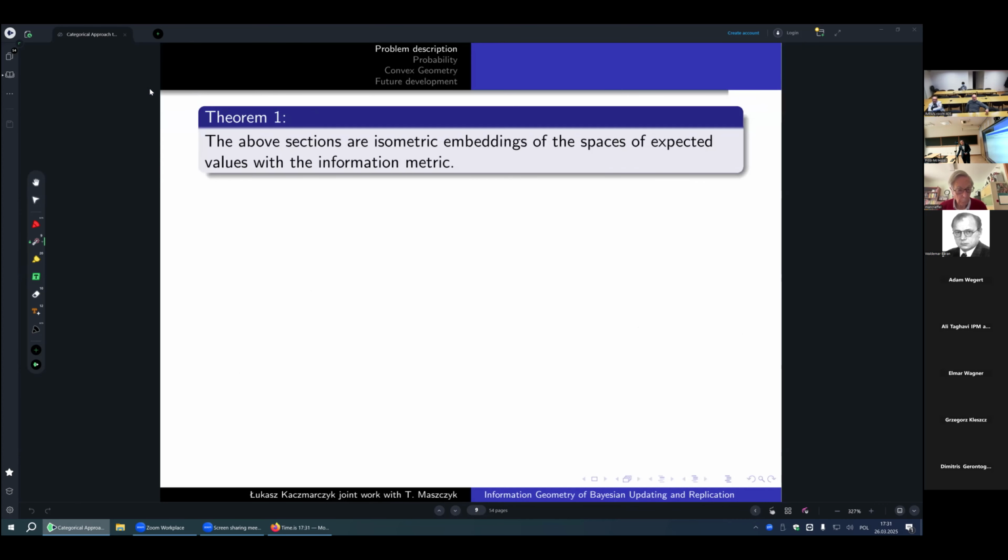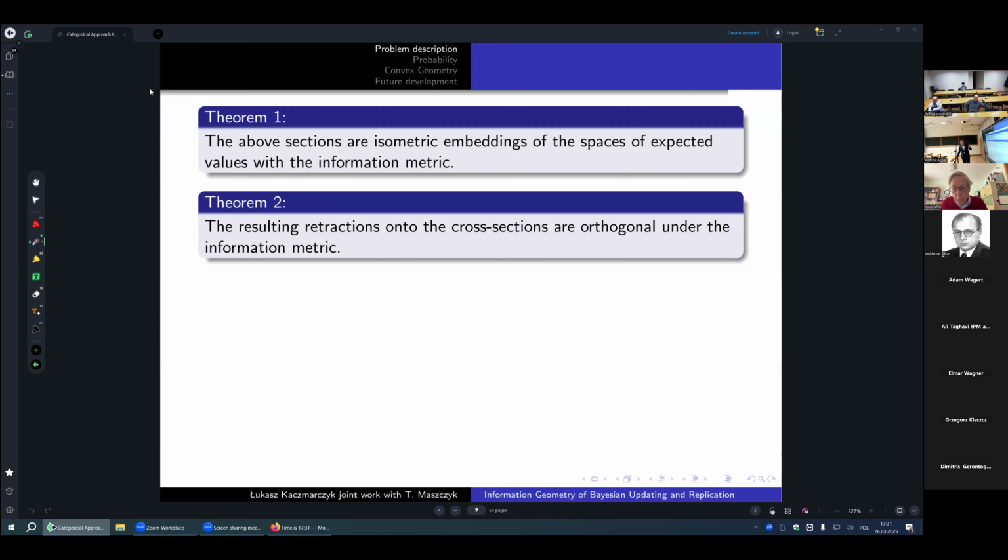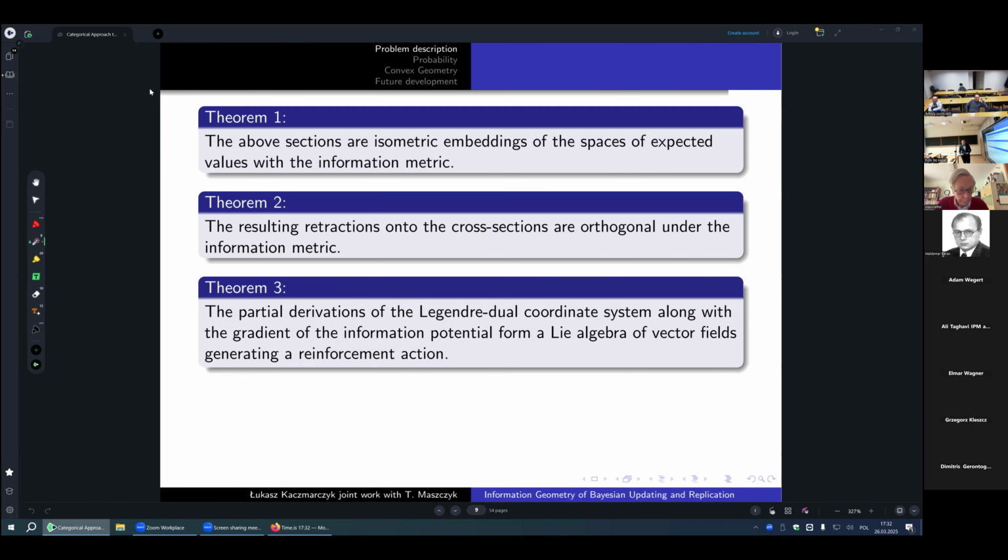So, what did we manage to get on the geometric side? Well, first of all, the above sections are isometric embeddings of spaces of expected values with information metric. Second of all, the resulting retraction. So going first by F and then by S, we'll land into the same space. And this would yield us a retraction that is orthogonal under the information metric. So basically the best scenario we would like to see.